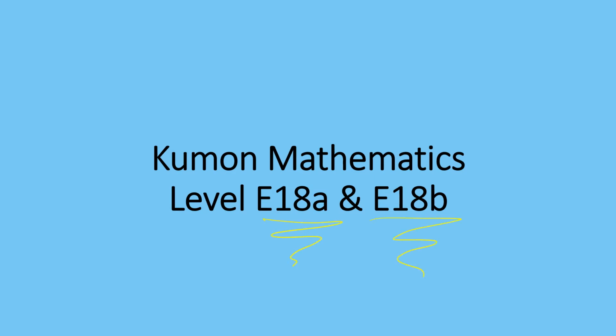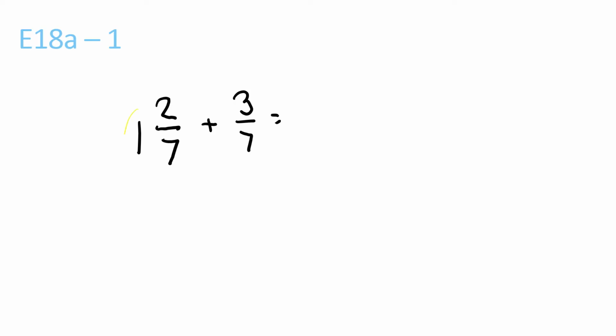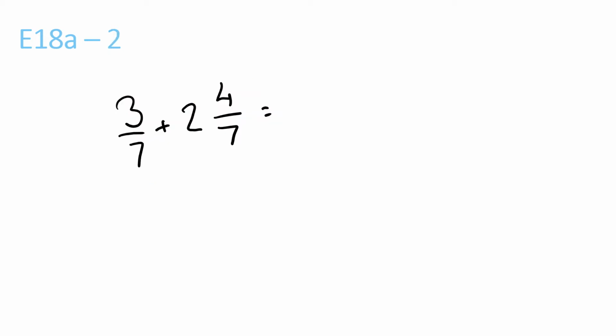First question. 1 plus nothing is 1, 3 plus 2 is 5, and 7 stays the same. That's your answer for the first one. 2 plus nothing is 2, 4 plus 3 is 7 over 7, because the bottom one stays the same. Top two are both the same, so that's equal to 1. So you have 2 plus the 1, which is equal to 3.